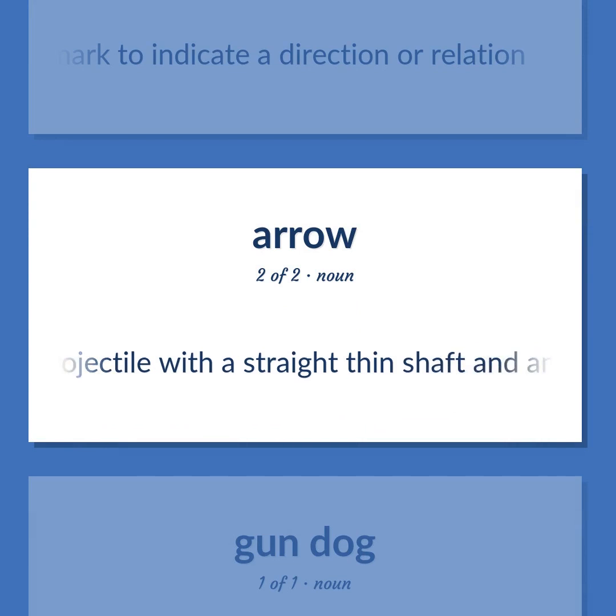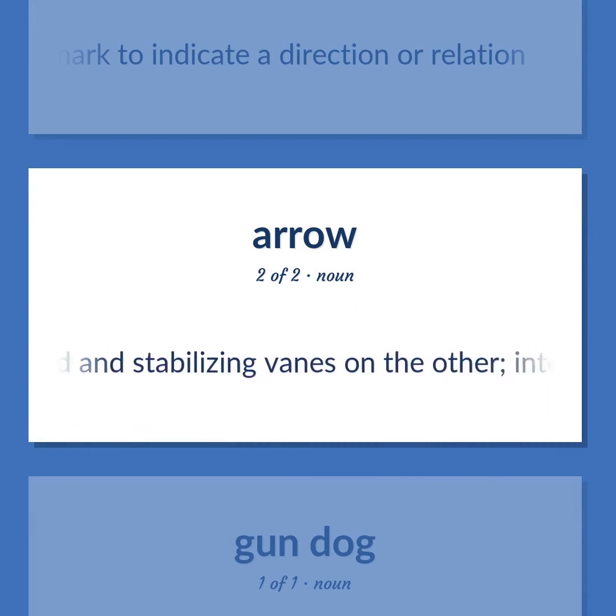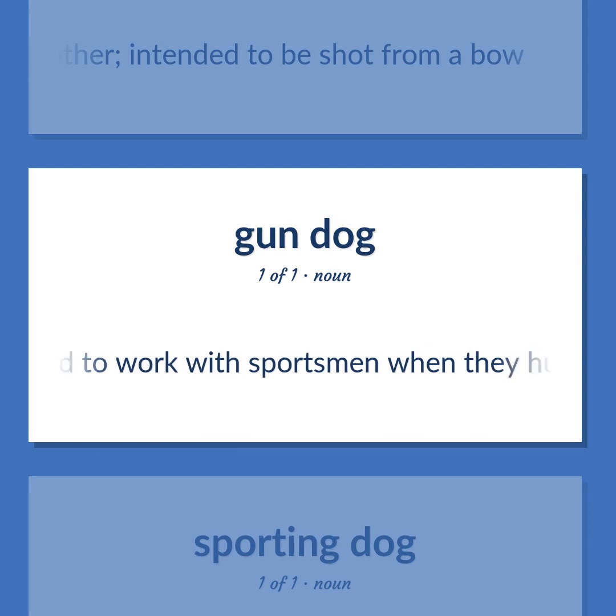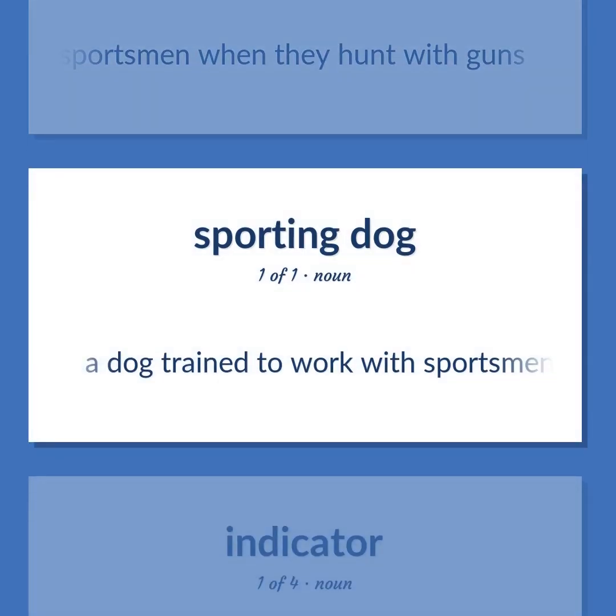A projectile with a straight thin shaft and an arrowhead on one end and stabilizing vanes on the other, intended to be shot from a bow. A dog trained to work with sportsmen when they hunt with guns.